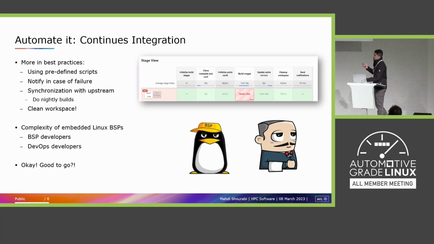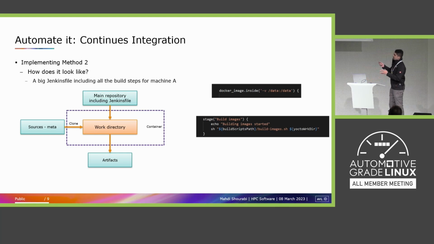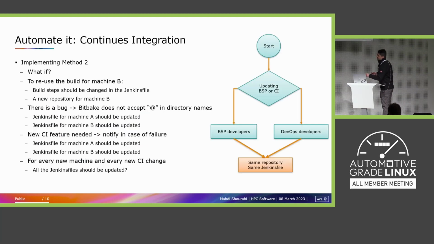If we want to continue this way, it would look something like this. We have a main repository, and when firing up a job in Jenkins to start a new build, everything will be fetched by Jenkins from this main repository to a work directory. All this is happening inside a container. Then we clone all the metadata and sources we want, and then we generate artifacts. As I said, we go inside the container, and we have some build stages, and then we build everything.